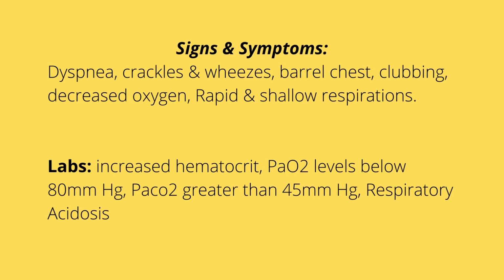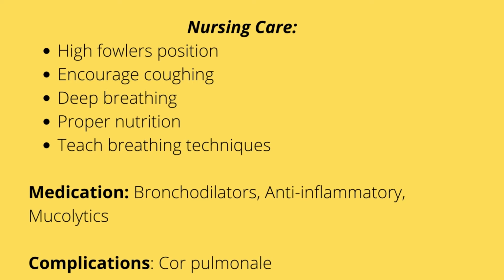So with COPD patients, as I said, they normally have a low O2 level, and some labs that you'll note with this patient: they'll have a high hematocrit level due to low O2s, right? They'll have PO2 levels below 80 because our norm is between 80 and 100. Our PCO2 levels will be greater than 45. Remember, norm is between 35 and 45. They will end up in respiratory acidosis with a pH level below 7.35 because they're retaining more carbon dioxide in their system.